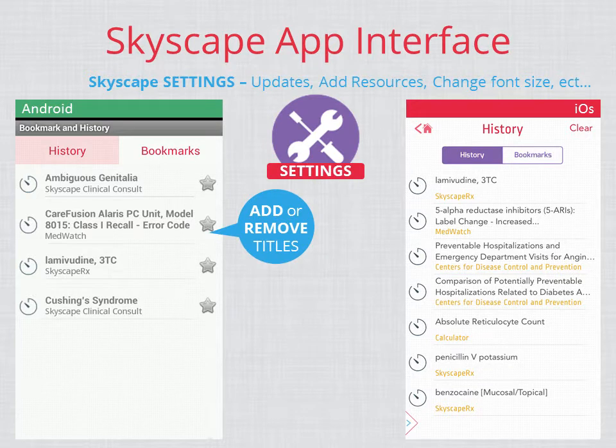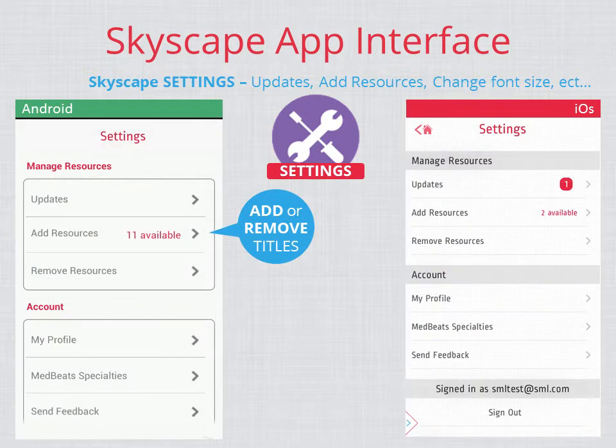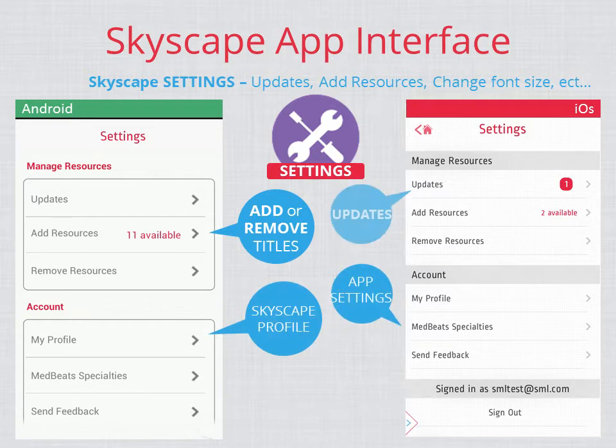Finally, we have the Settings button. The Settings button allows you to update your resources, add new resources, remove resources, find your Skyscape account information, or change the Skyscape app settings, from font size to units of measurement.